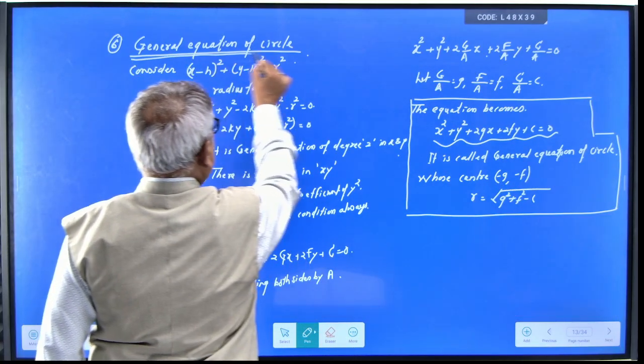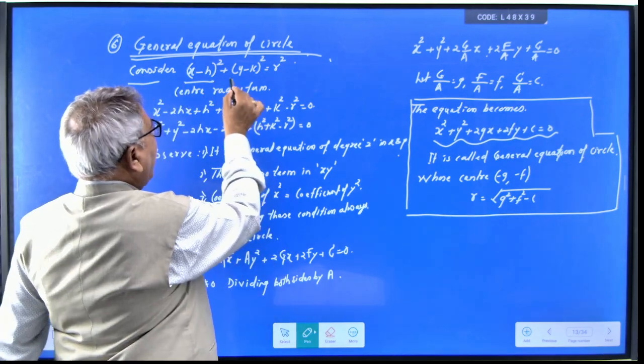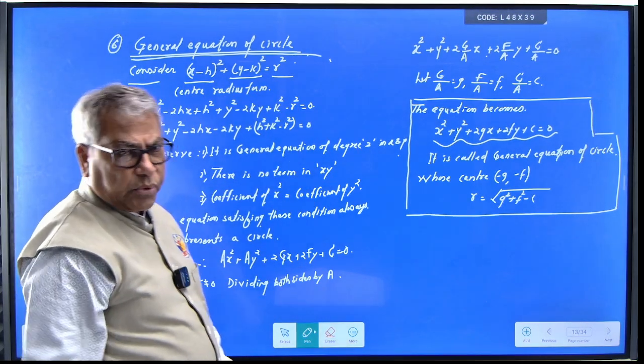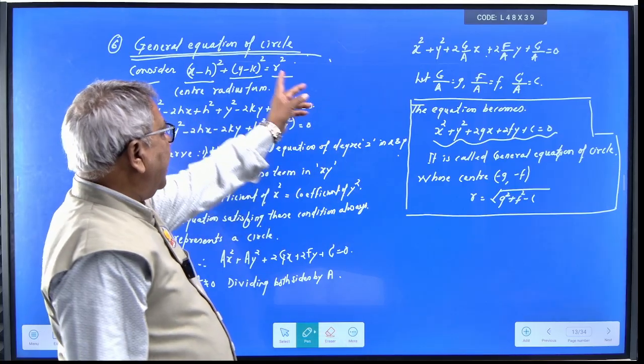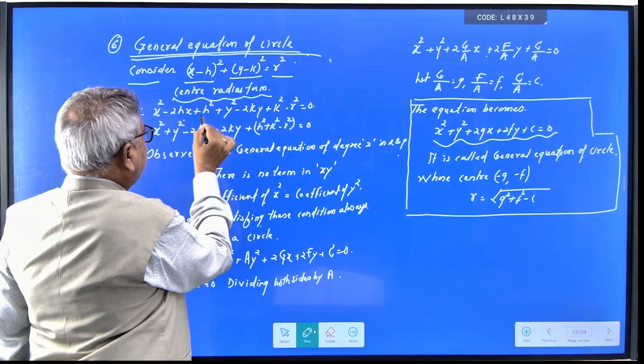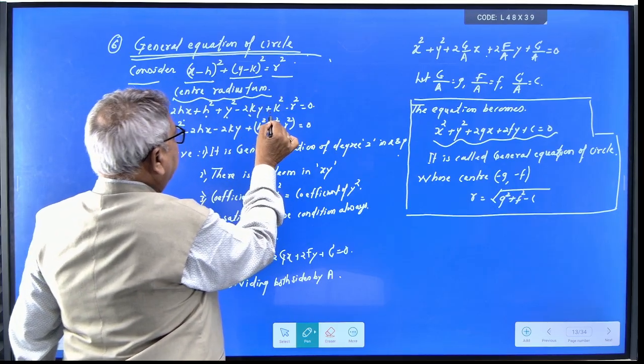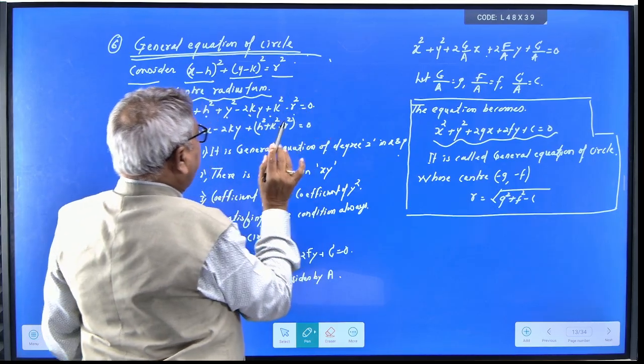General equation of circle. Consider (x − h)² + (y − k)² = r². This is the center-radius form. Simplify: x² − 2hx + h² + y² − 2ky + k² − r² = 0.